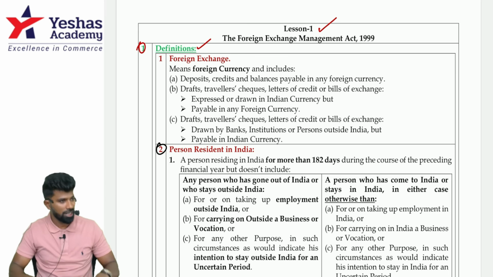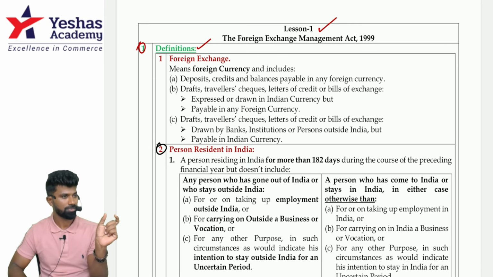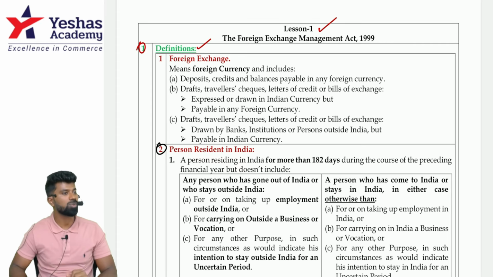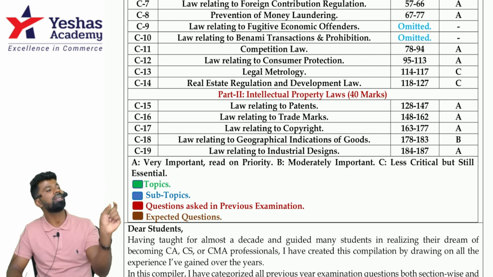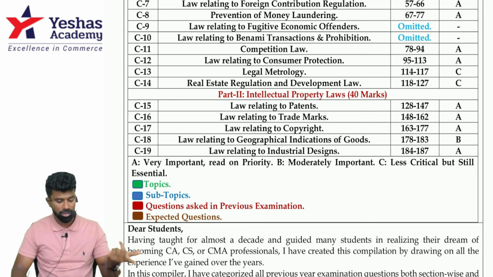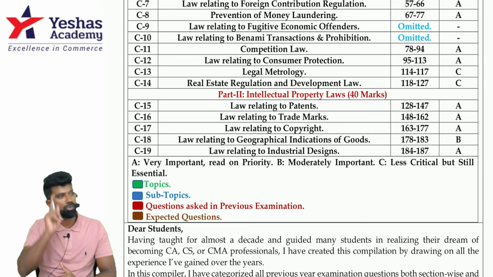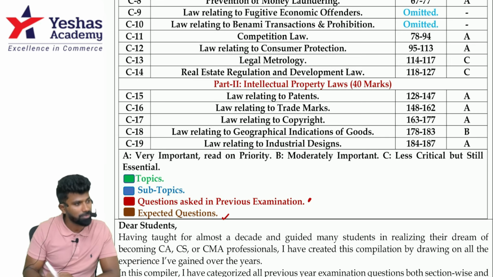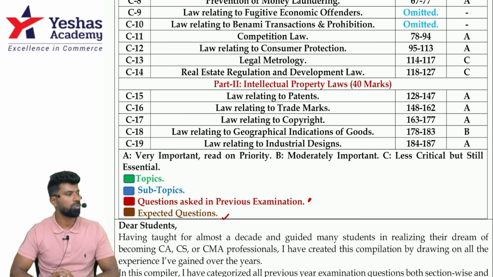Definitions. In this material, green color indicates the topic and red color indicates subtopics. In the question bank, green color indicates the topic, blue color indicates subtopics, red color indicates the questions asked in previous examinations, and the next color indicates the expected questions. So you'll get an idea of which questions are important and which might come in the examinations.